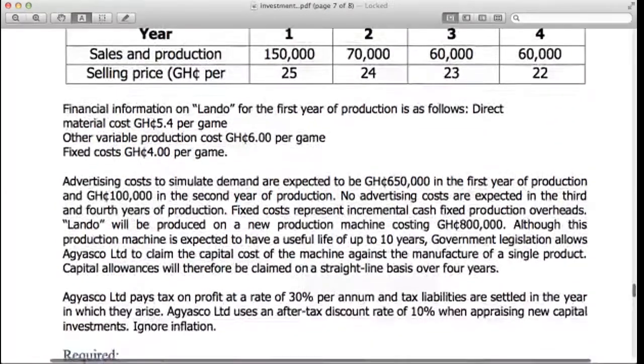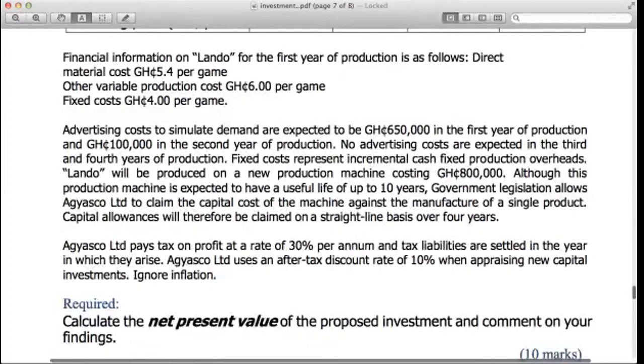Now, Ajasco Limited pays tax on profit at the rate of 30% per annum, and tax liabilities are settled in the year in which they arise. So the same year, not one year in arrears. It means that the tax, we will calculate it and put it in the same year. Now it continues to say that Ajasco Limited uses an after-tax discount rate, that is discount factor, of 10% when appraising new capital investment.